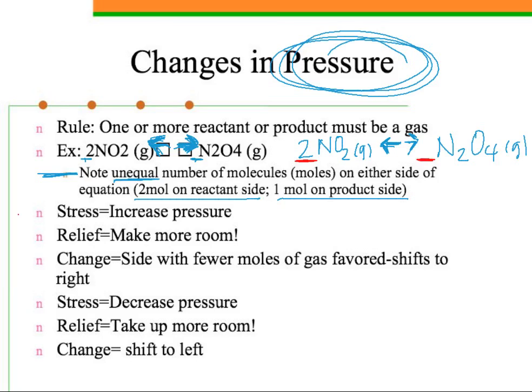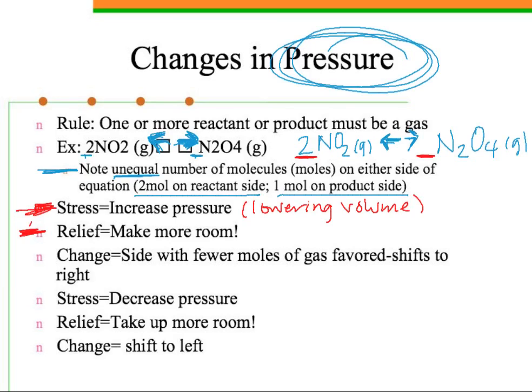If the stress that we're putting on the system, which has this reaction going on in a sealed container, is to increase the pressure, that's exactly like lowering the volume. Because remember from our gas laws unit, pressure and volume have an inverse or opposite relationship. So if we increase the pressure, then we're smashing down the volume. The relief that this chemical reaction will need to go through is to make more room.